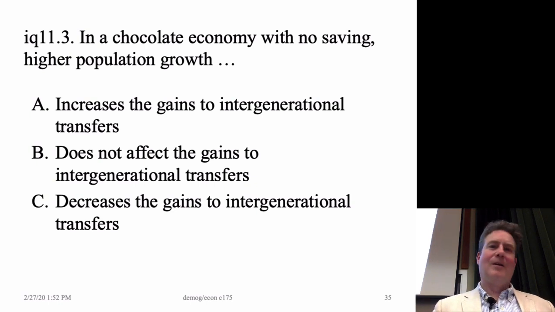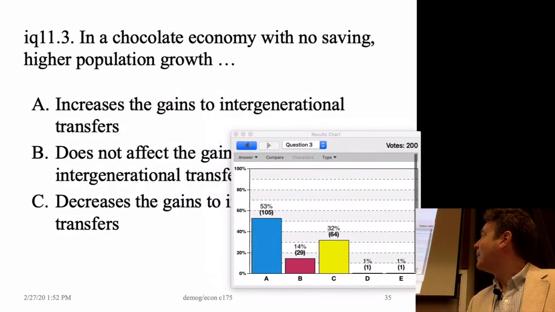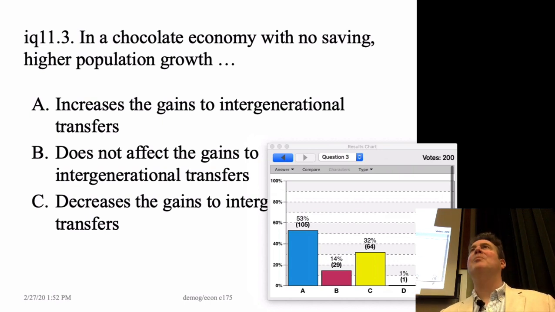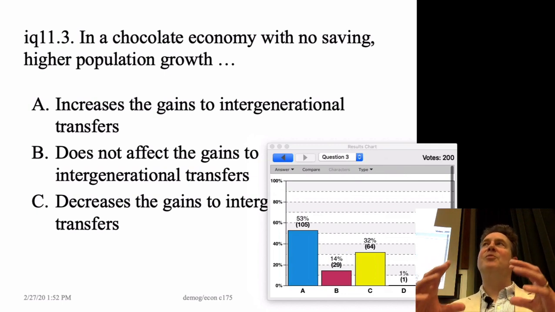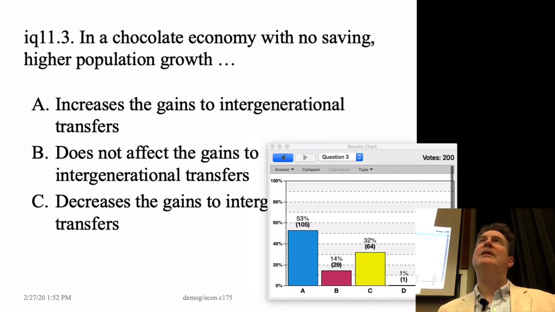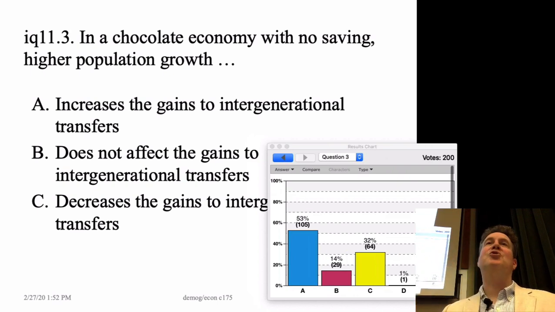Okay. All right, so why don't we close polling in 3, 2, 1. Okay, so I think the best answer here is A. Higher population growth increases the gains to intergenerational transfers. Some of the words I heard suggest that perhaps people were confused by what intergenerational transfers meant. It means moving resources in this example from people with surpluses, working age people, to people with deficits. It could be children or it could be retirees. And if you've got faster population growth, children actually are going to be more expensive, but retirees will be cheaper.